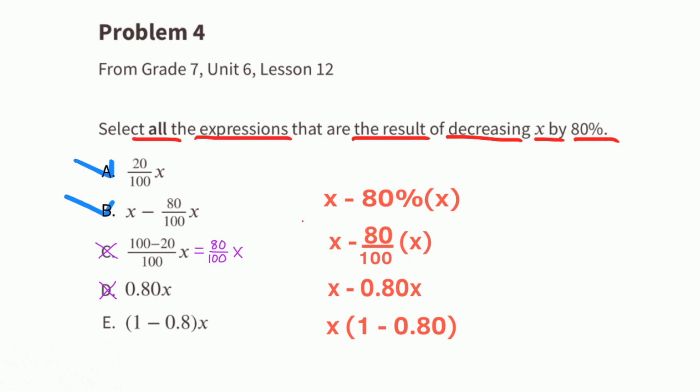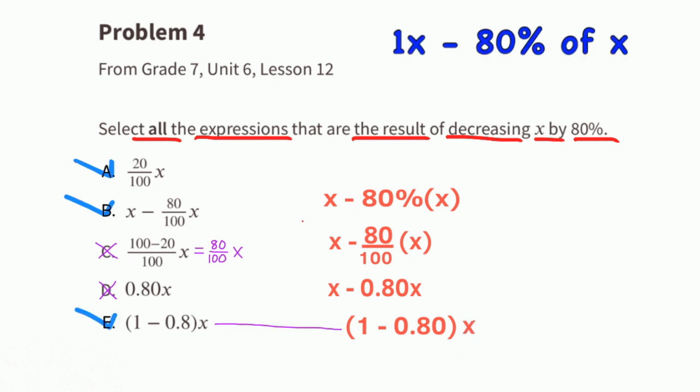Expression E is correct. In fact, we can rewrite the expression in red by moving the x to the other side. This is equivalent to 1x minus 80% of x, which would leave you with 20% of x.